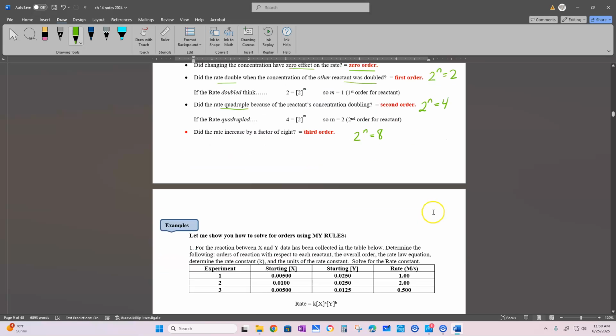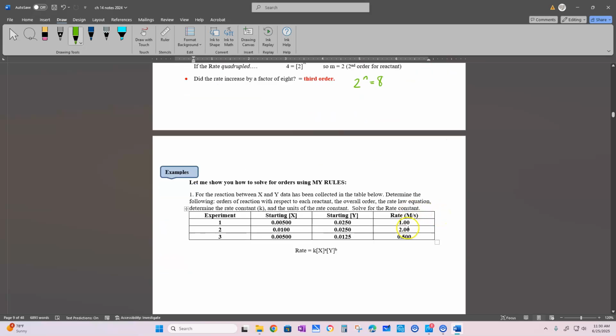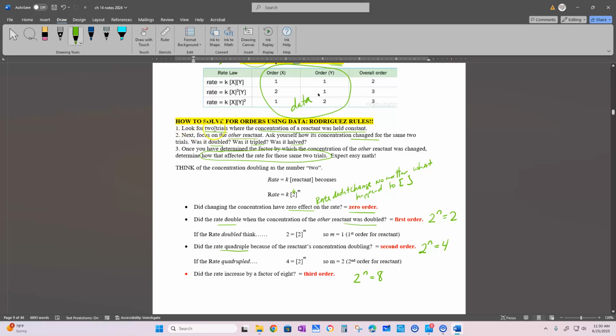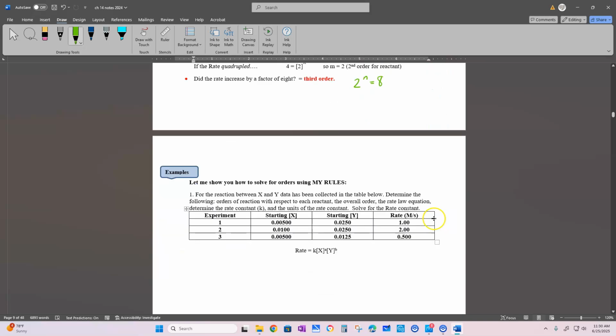So how do we work these rules? Okay, so let me show you the steps. So step number one, find 2 trials where the concentration of one of the reactants is constant. Okay, so I have concentration X and I have concentration Y. And these are called experiments, aka these are trials. So I had experiment 1, 2, and 3. I'm going to solve for X. Okay, so when I want to solve for X, I have to change X while Y stays constant.